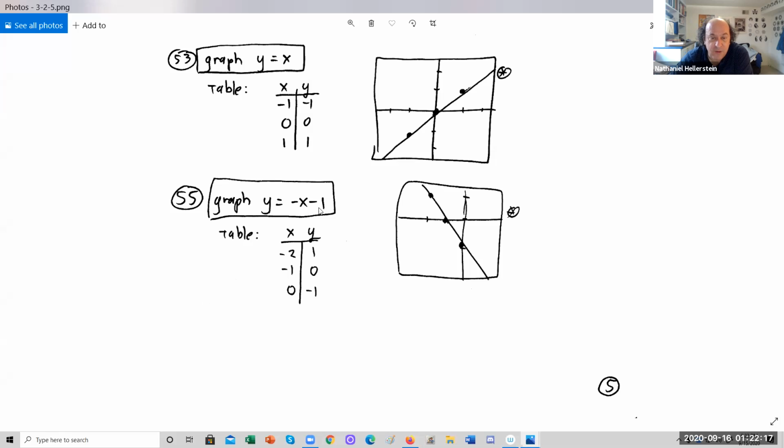Here's graph y equals negative x minus 1. I have some leeway in what your x's are, and so I chose these for convenience's sake. So I have x is negative 2, negative 1, and 0. If x is negative 2, then minus a negative 2 minus 1 is 2 minus 1 is 1. Negative 2, 1. When x is negative 1, minus a negative 1 minus 1, that's 1 minus 1 makes a 0. So we have negative 1, 0. When x is 0, y equals 0 minus 1 is a negative 1. 0, negative 1. So it's this diagonal line going downwards at 45 degrees, going through 0, negative 1.